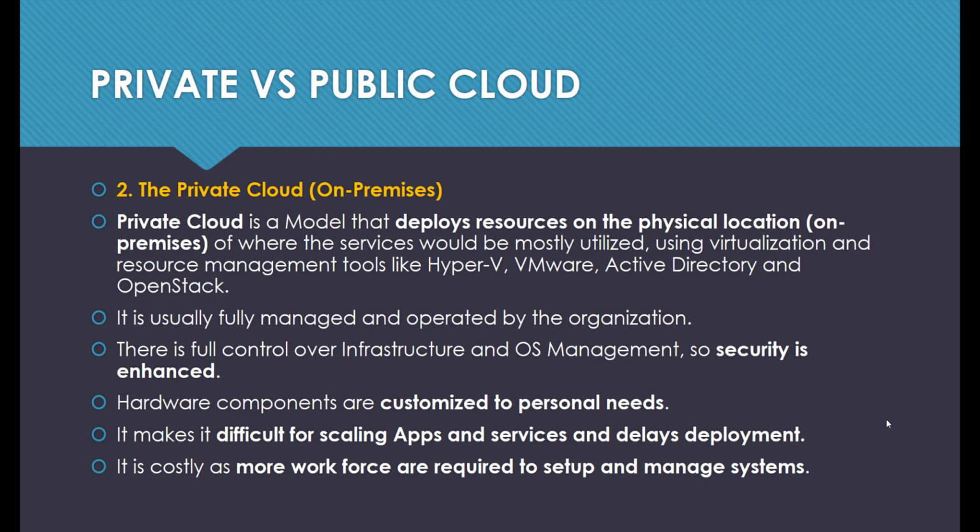So what is the private cloud, and how is it different from the public cloud? The private cloud is a model that deploys resources on the physical location, that is, on premises of where the services would be mostly utilized, using virtualization and resource management tools like Hyper-V, VMware, Active Directory, and OpenStack. It is usually fully managed and operated by the organization or client.